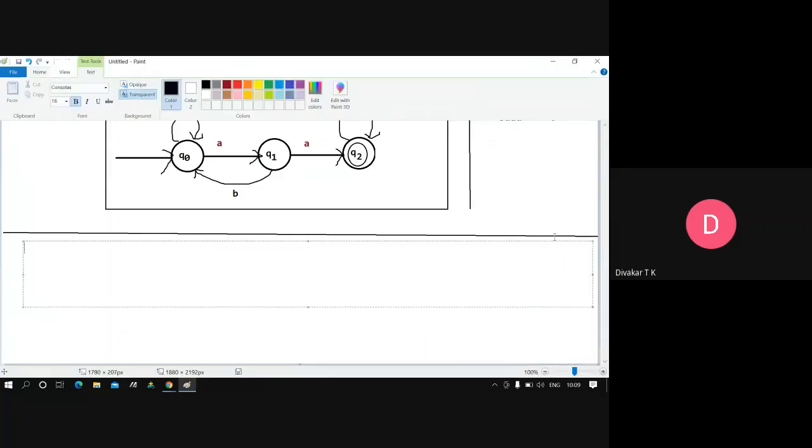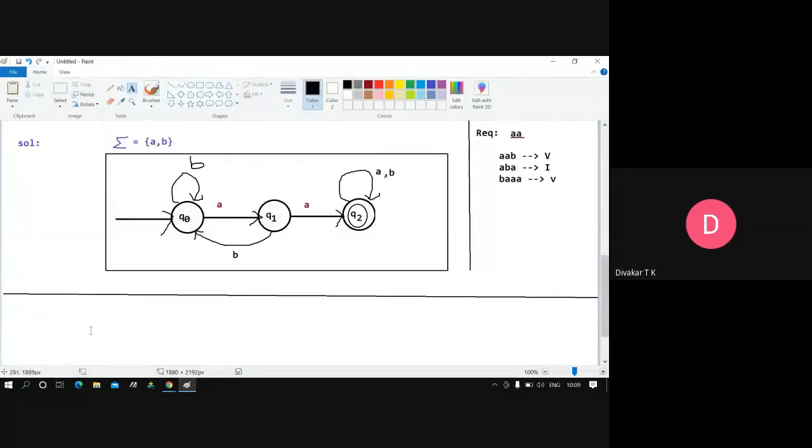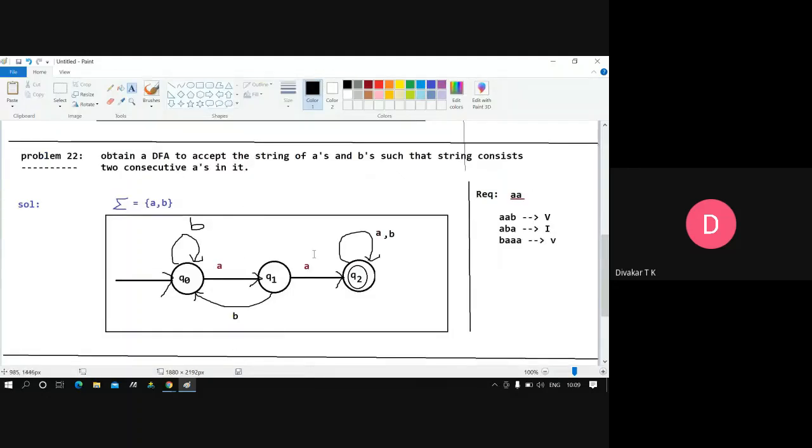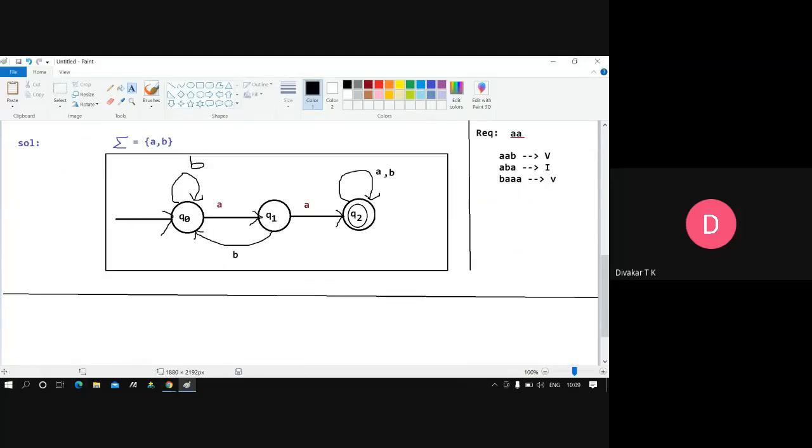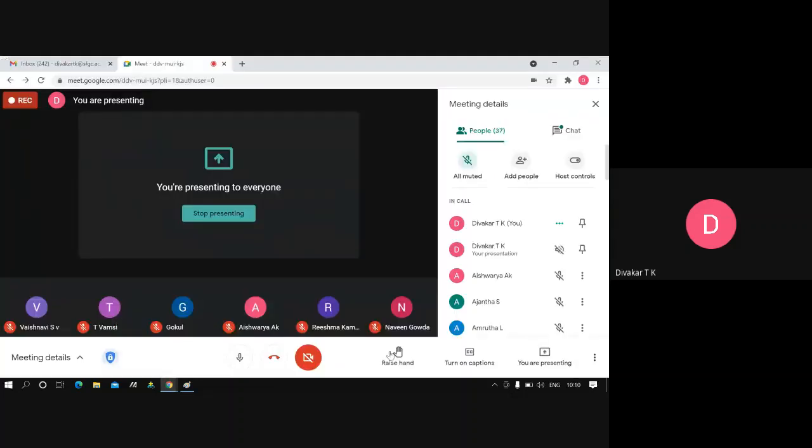Okay, if at all no questions, copy this diagram, guys. Quickly copy this diagram. If it is done, tell me it is done. We will go for next problem. Okay, done, guys. Yes, sir.